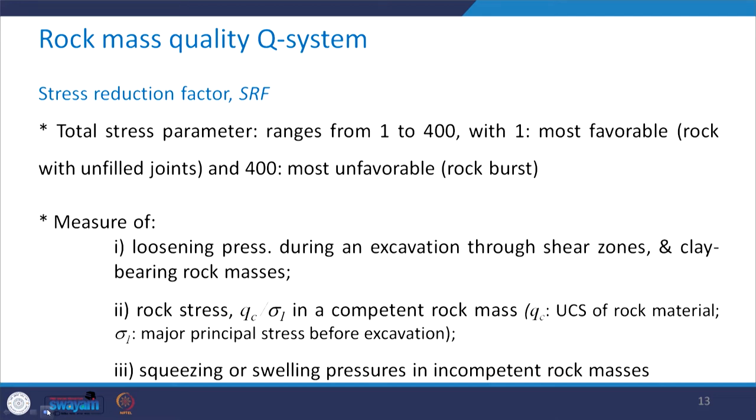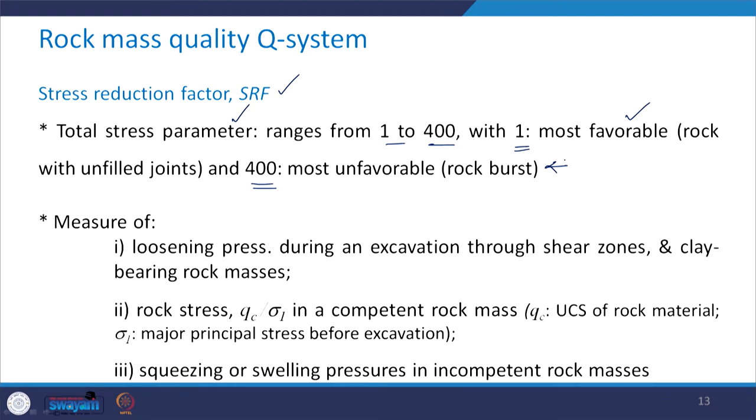Coming to the stress reduction factor. Now this is the most difficult factor, and we have to be extremely careful when we use the rating for SRF. Basically, it is the total stress parameter, and it ranges from 1 to 400, with 1 as the most favorable rock with unfilled joints and 400 being the most unfavorable situation such as rock burst.